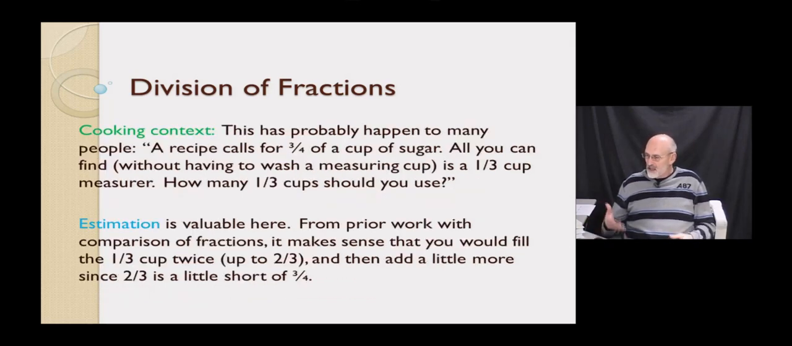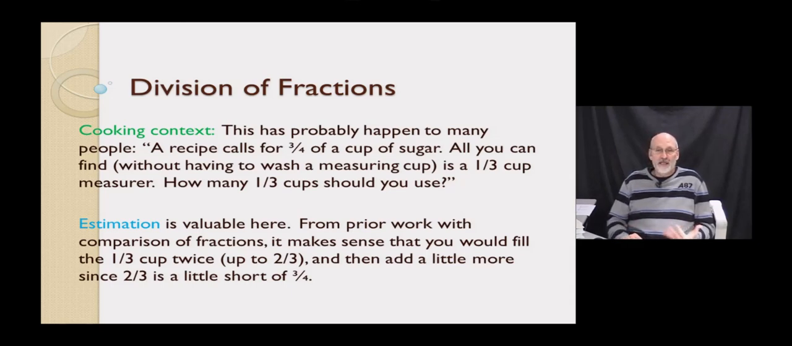So here's the cooking context. I think it's happened to lots of people. The recipe calls for 3/4 of a cup of sugar, but you get ready to make it, and all you can find is that 1/3 measuring cup. And you don't want to wash another cup. It's the only one you can find. And so, I don't know, maybe men are worse at this than women, but they just say, I'm going to use the 1/3 cup. It's what I've got. I'm going to guess anyway, and I can get pretty close, I think.